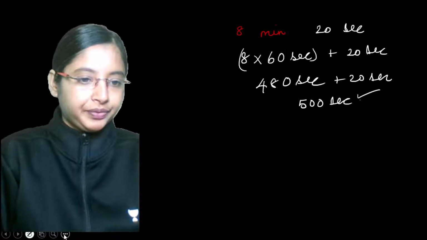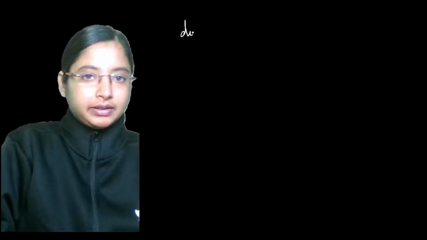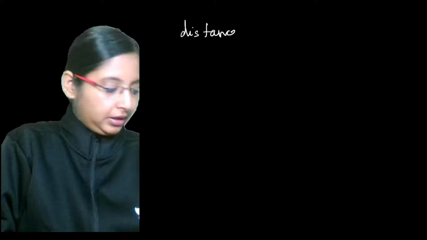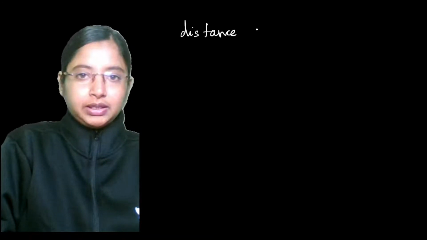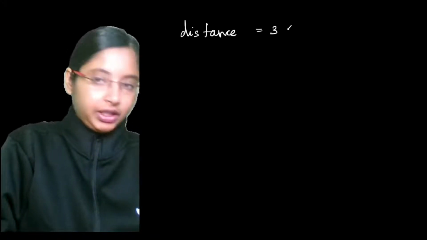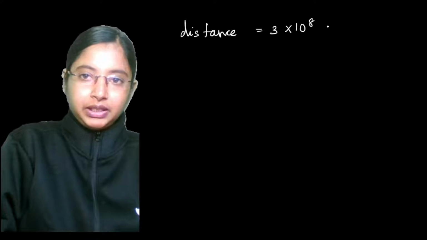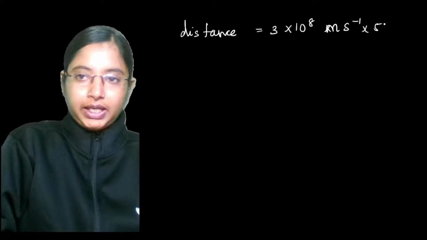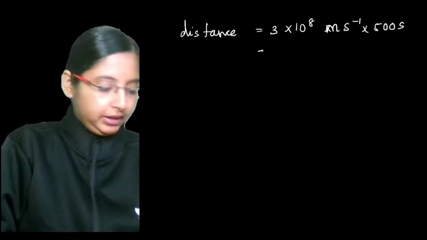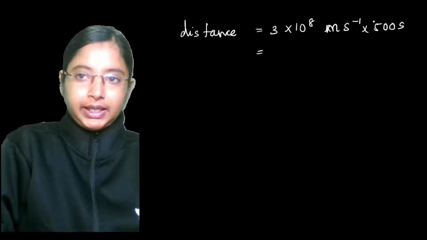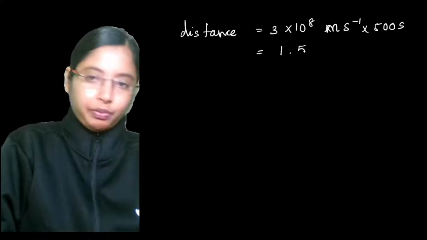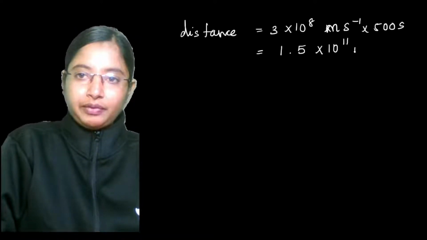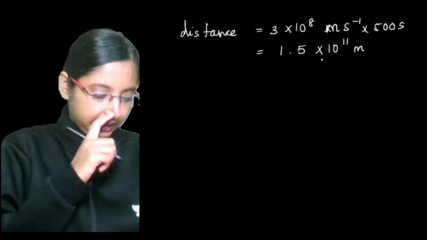That's the answer. Now let's continue from here. The distance between Earth and Sun that we took is basically 3 into 10 to the power of 8 meter per second into 500 seconds. Seconds get cancelled. So if you multiply, you will get 1.5 into 10 to the power of 11 meters. That is the distance between Earth and Sun.